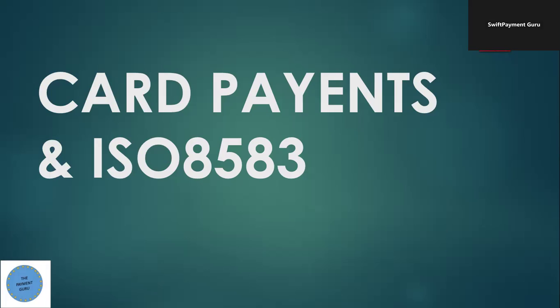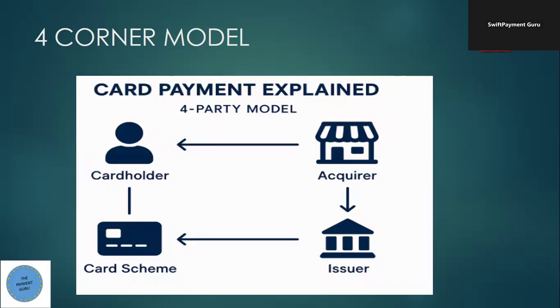So let's get started with today's topic on card payments and ISO 8583, which is a very important topic in card payments, a very basic and important one. So the topic is the four corner model in card payments. Four corner model means there will be four parties over here. One being the cardholder, the one who holds the card. The second one is the acquirer. The third one is the issuer of the card. And the fourth one, the card scheme.